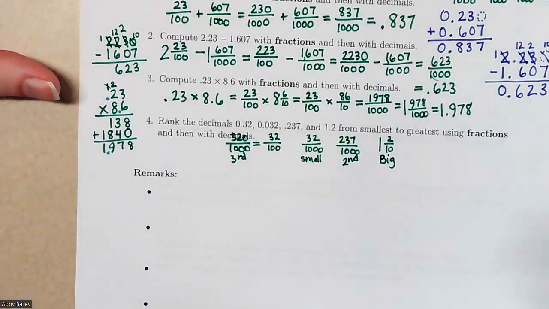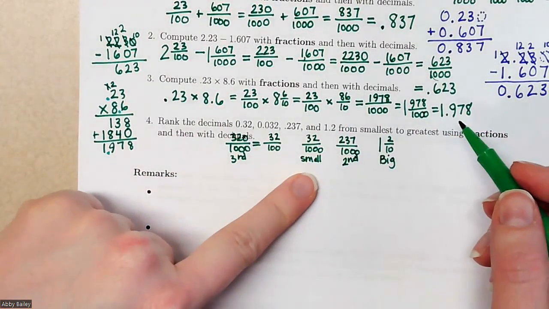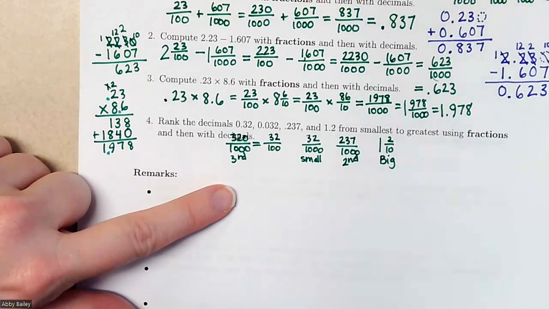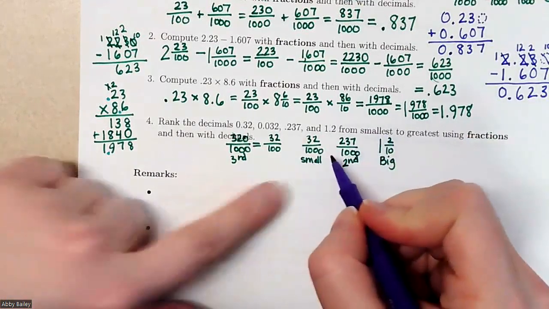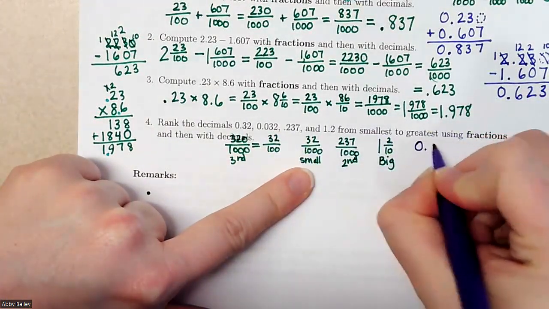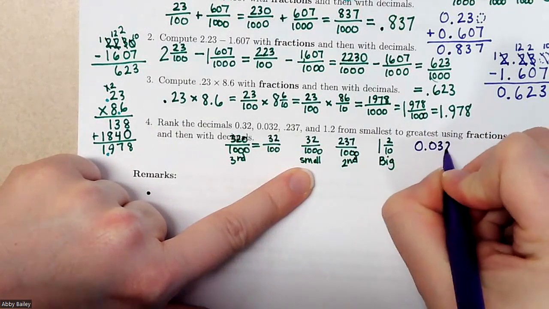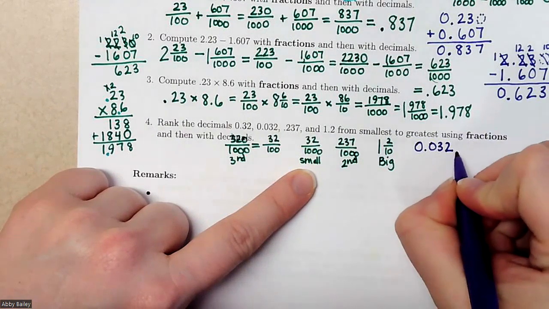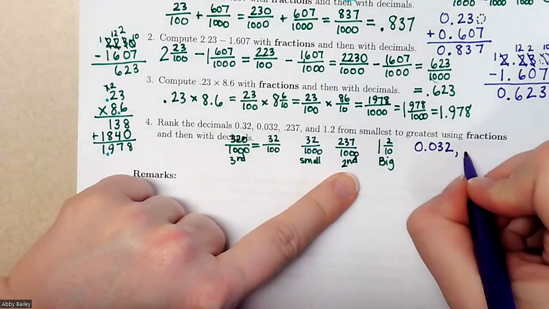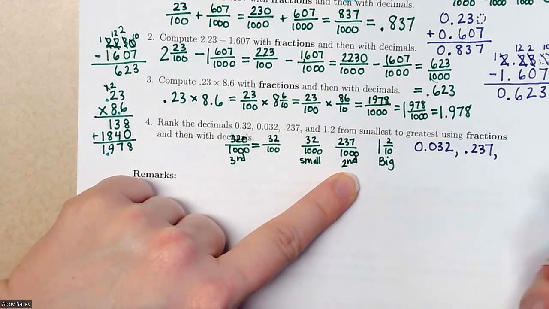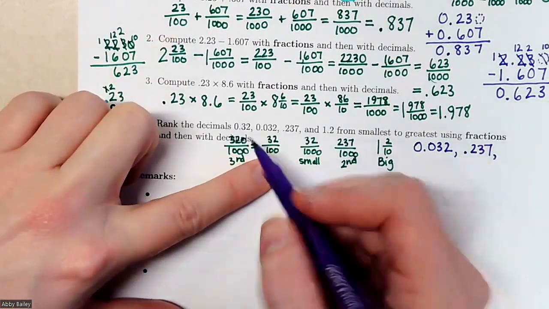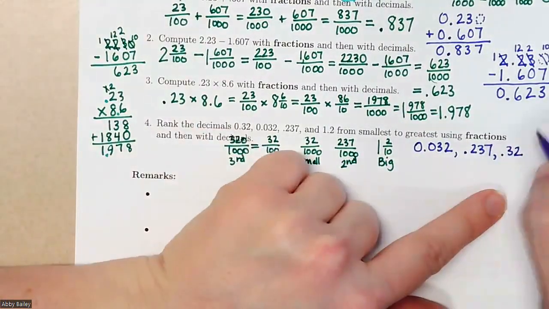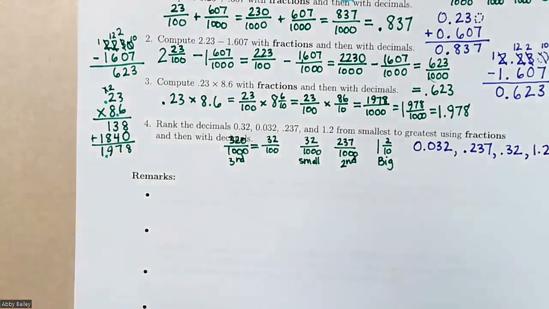Okay, so now I'm going to write them down. Here's what I see. The smallest was 0.032, 32 1,000ths. Next was 0.237, 237 1,000ths. And then this one, 0.32 or 32 100ths, and then 1.2. Whoops.